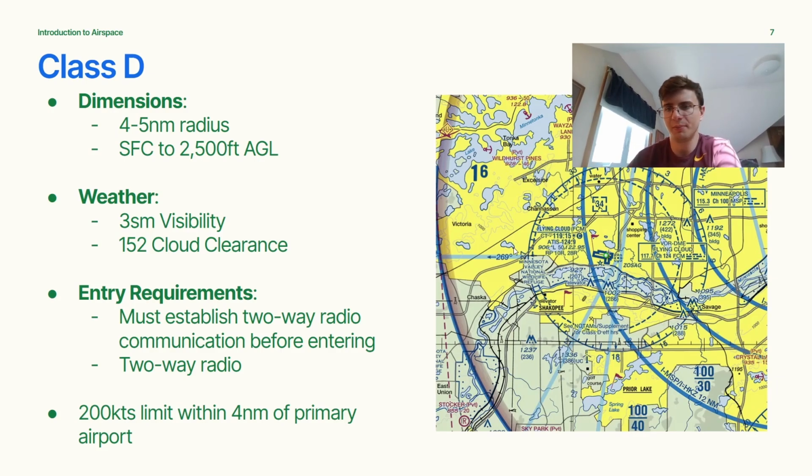So take a look at our airport here at Flying Cloud. It's at an elevation of 906 feet. So you add 2,500 feet, and we have 3,400 feet. That is our airspace for Class Delta.